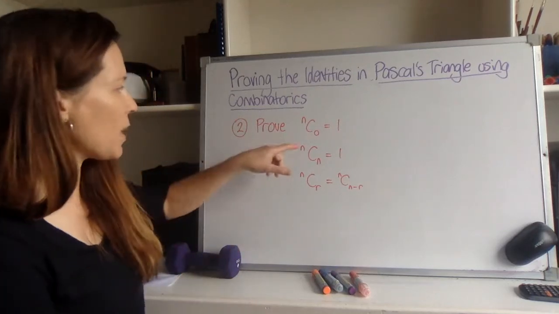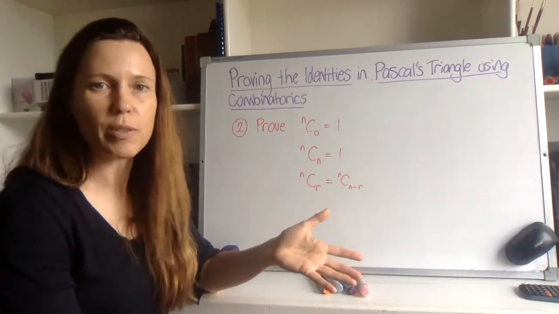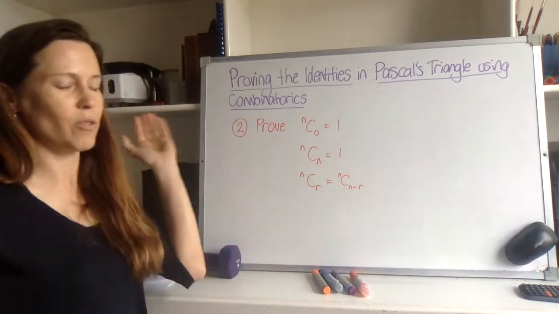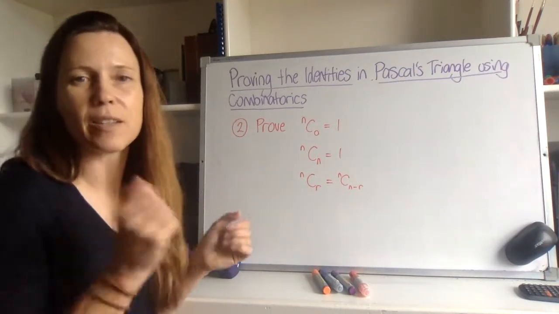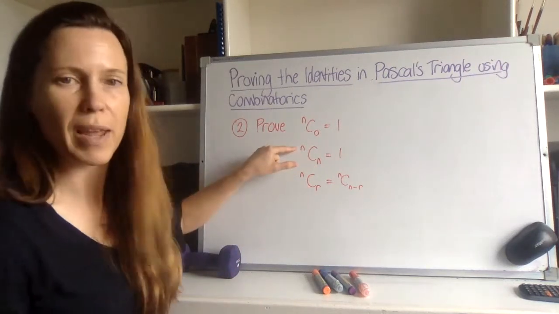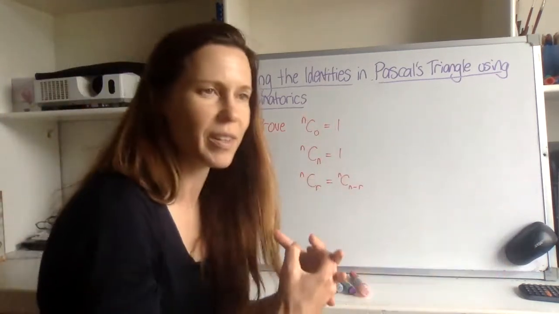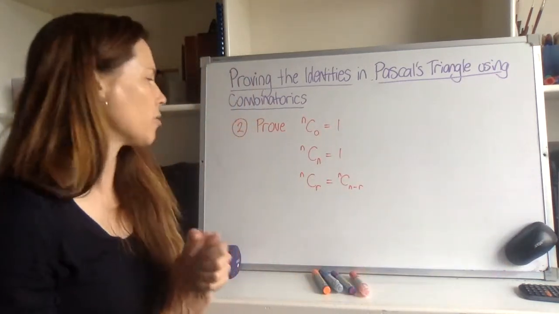So here, how many ways can you choose nothing from n items? Well, there's only one way you can do that. You can sit back and say, I choose nothing. There, you've done it. There's only one way you can do that. How many ways can you choose n items from n items? Well, that's choosing everything. So you say, I choose everything. Done. There's only one way that you can do that.